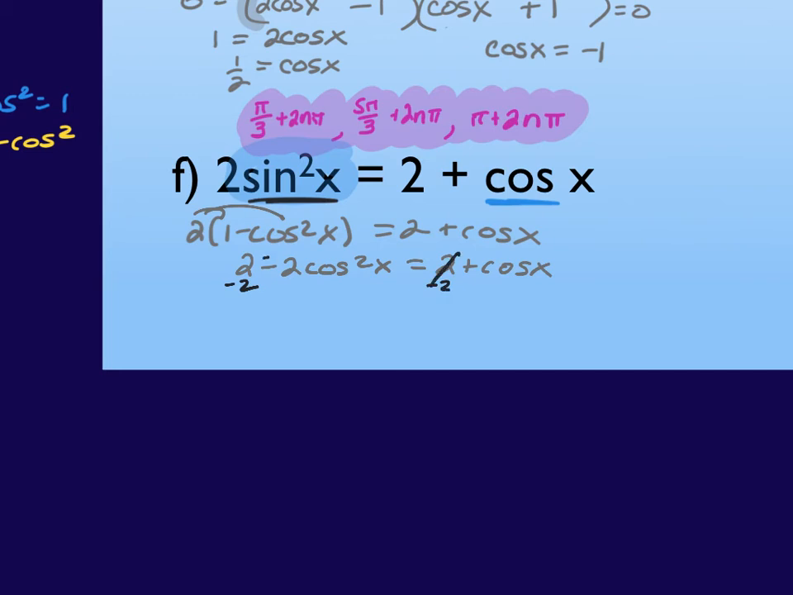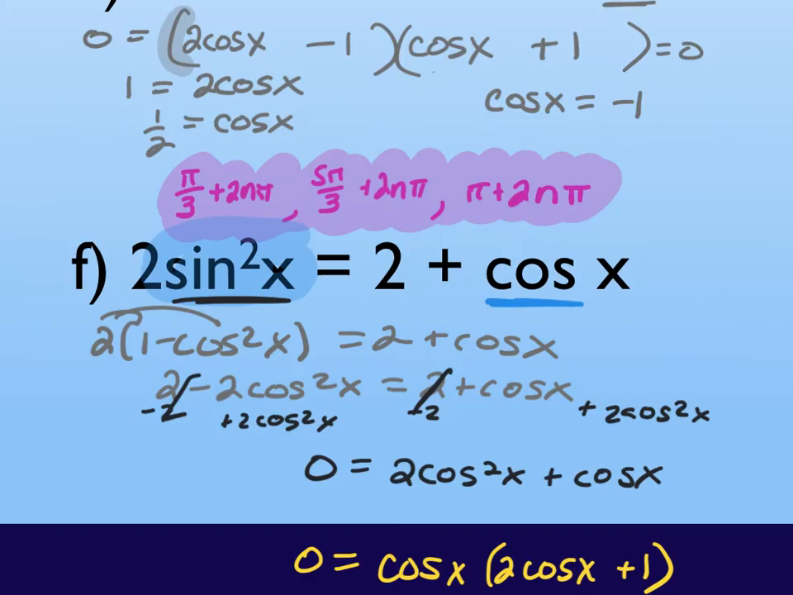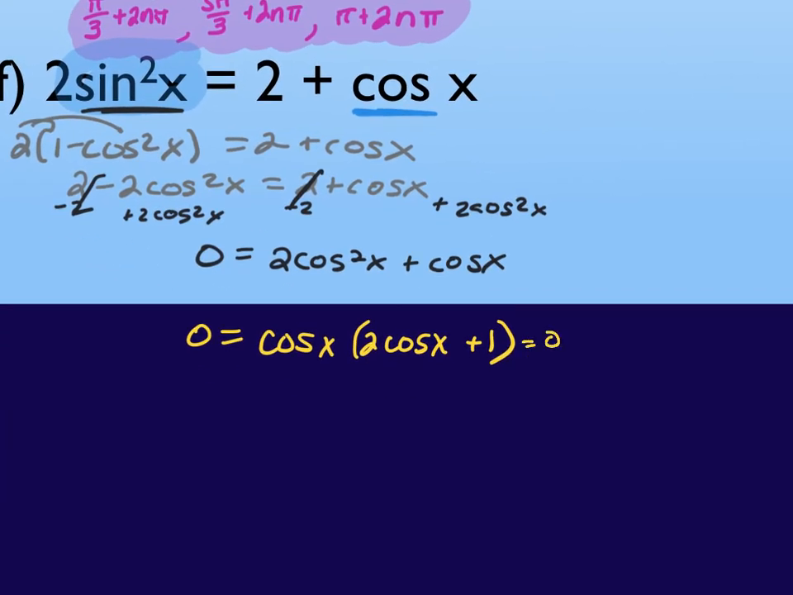So I'm going to get everything to one side. Subtract the 2. Those actually cancel. Add the 2 cosine x squared just because I don't like a negative leading one. And I get 0 equals 2 cosine squared x plus cosine x. Now it's not a 3-term factor, a trinomial factor, but there is a greatest common factor there that I can take out. Now I can set them each equal to 0. And I get cosine equals 0, 2 cosine x equals negative 1, and cosine of x equals negative 1/2.